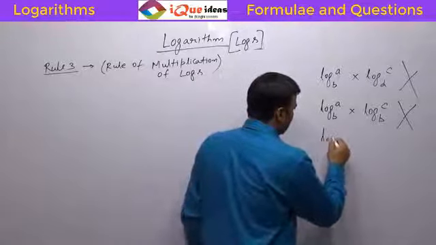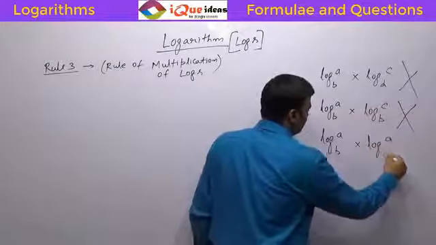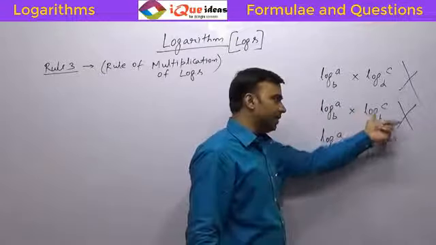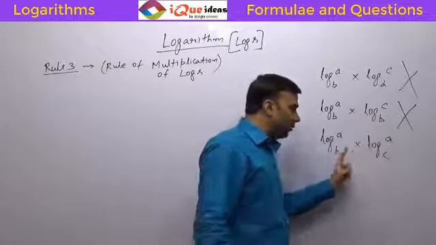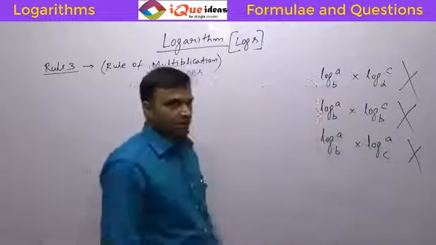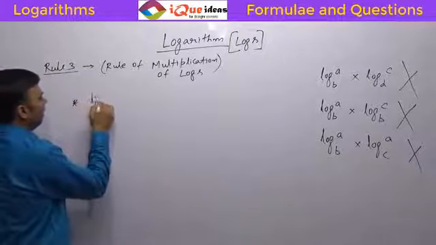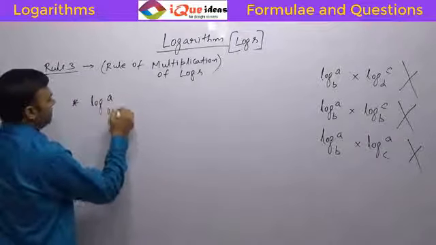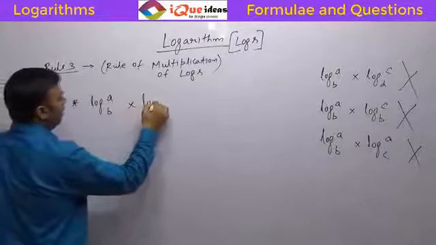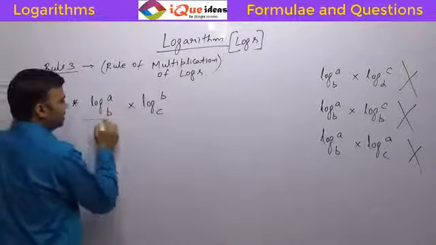Let's take another example. If I have log a to the base b into log a to the base c, here the bases were same, but we don't have any rule. Here the numbers are same. Do we have anything? No. Here also there is no rule. There is only one situation which is like this: log of a to the base b into log of b to the base c. Now this is a very peculiar specific situation.